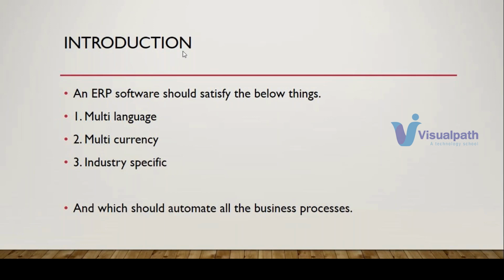So it is a software which will satisfy multi-language, multi-currency and industry specific needs, and which will automate all the business processes. What are the business processes we have? Sales, purchase, inventory, cost and demand forecasting, retail. So many modules are there: fixed asset management, organization administration, system administration. All these modules are there, which will organize all the business processes. So that is an ERP system.